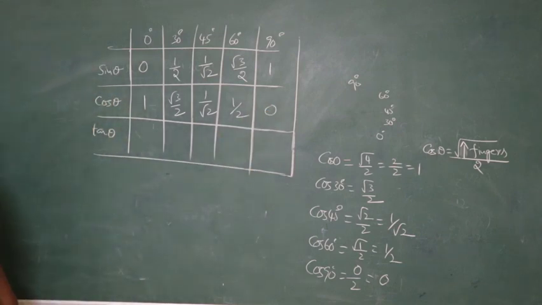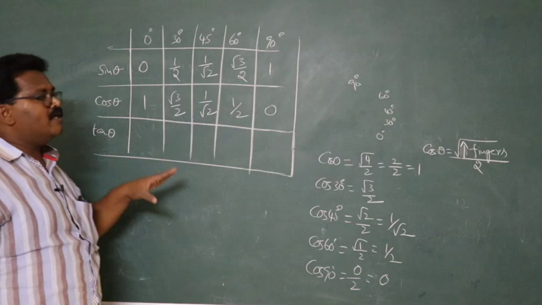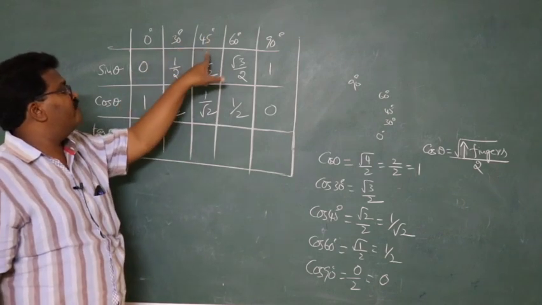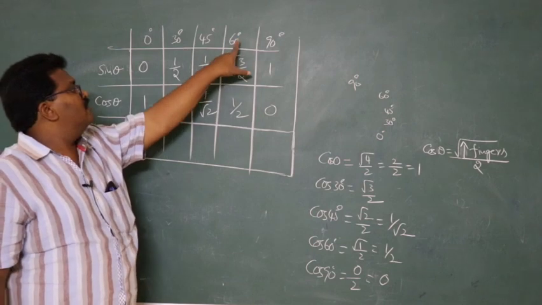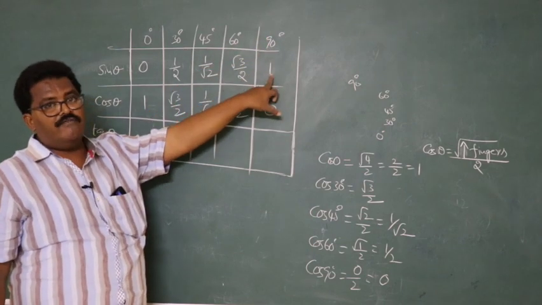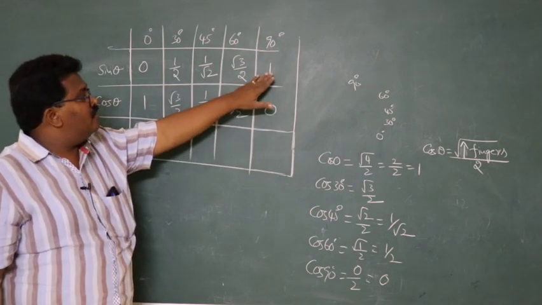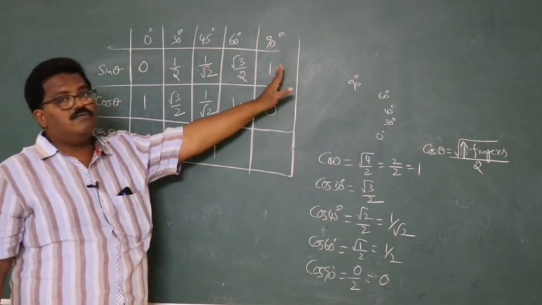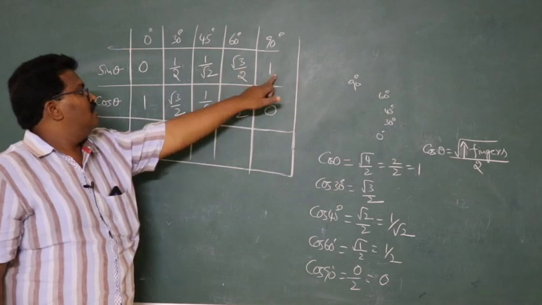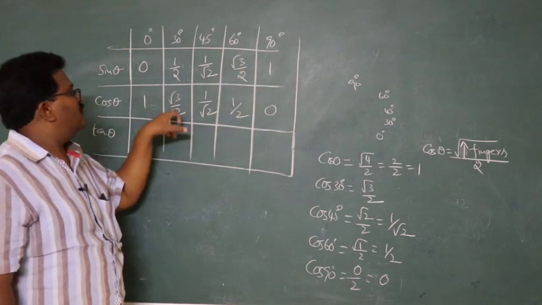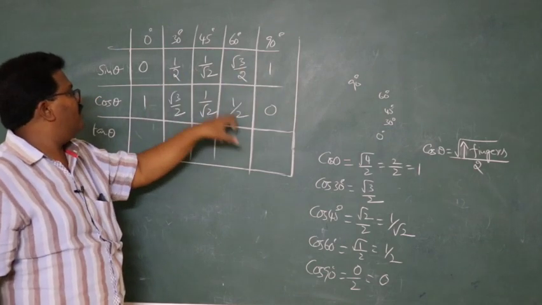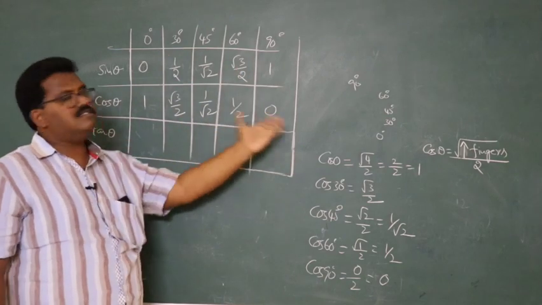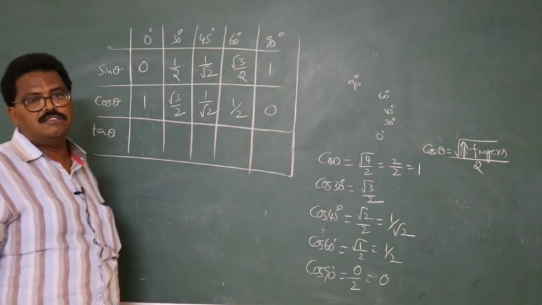Okay. In another way also we can remember this, observe this. sin 0 is 0, sin 30 is 1 by 2, sin 45 is 1 by root 2, sin 60 is root 3 by 2, sin 90 is 1. Now observe this: this 1 is here, root 3 by 2 here, 1 by root 2 here, 1 by 2 here, 0 here. That means simply you have to reverse this, and we get cos also.